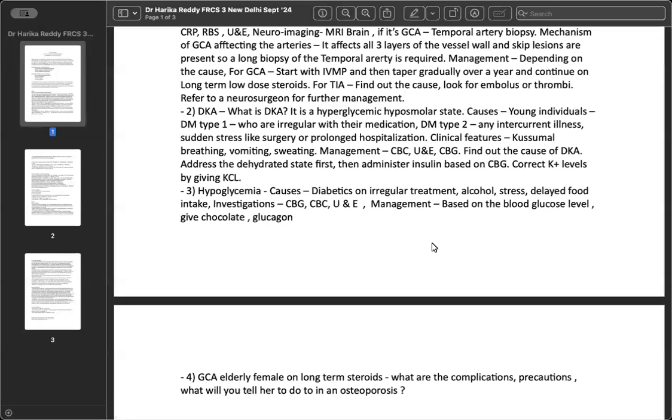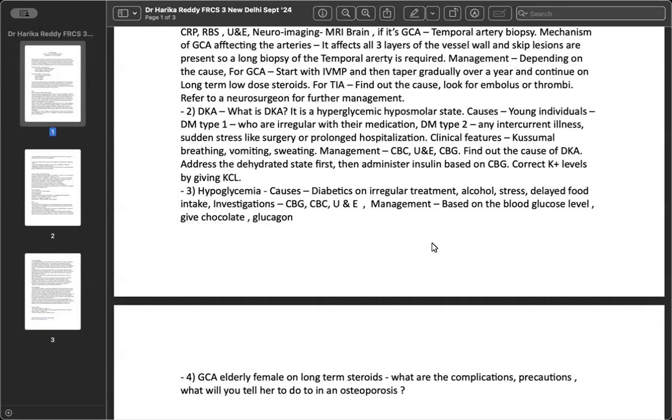And I still had time. Usually they ask about 2 to 3 scenarios, okay? But I still had time, so he went on to the fourth one. He asked me, okay, so now you've dealt with hyperglycemia. Let's say there's hypoglycemia. What are the causes of hypoglycemia?